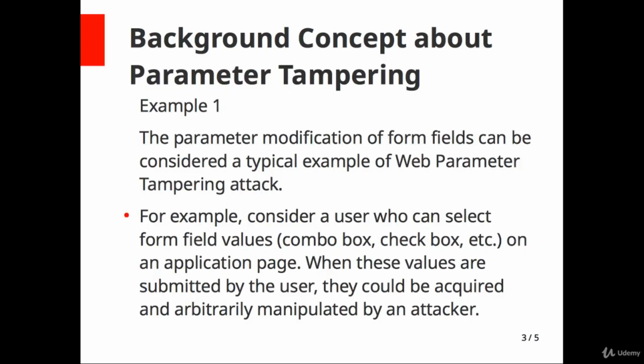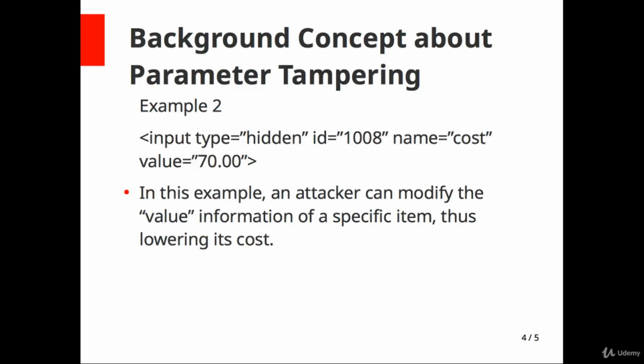Let's talk about the example. See, parameter tampering can be done on the form fields, on the cookie fields, or on the GET based parameters. For example, consider a user who can select from a field value like a combo box or checkbox. What if you are able to modify that field's data? That's called parameter tampering.